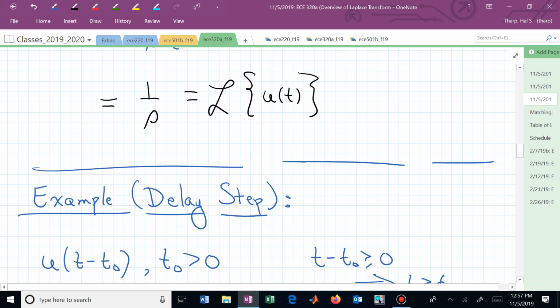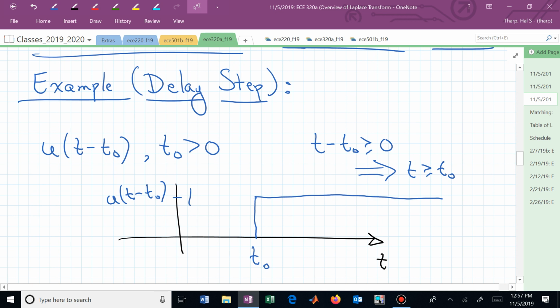What if we looked at a delayed unit step? We now know when that function is on. It's on when the argument is non-negative. The argument is non-negative when t minus t sub 0 is greater than or equal to 0. Or when t is bigger than t0, we know we have a 1 for the time domain waveform. That's u of t minus t naught.